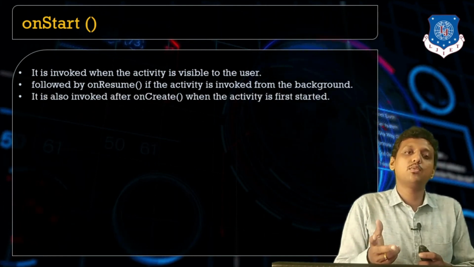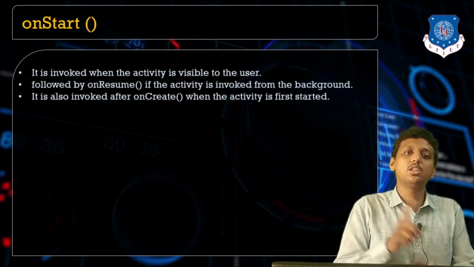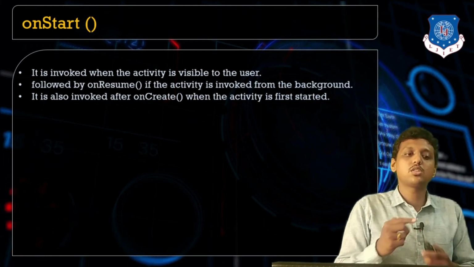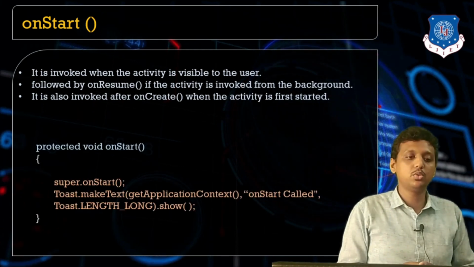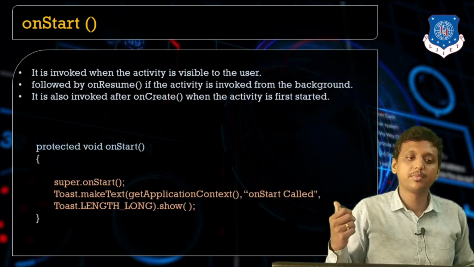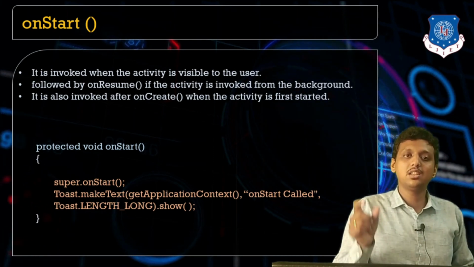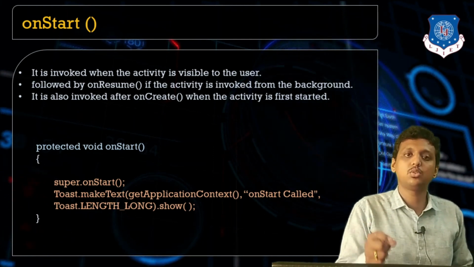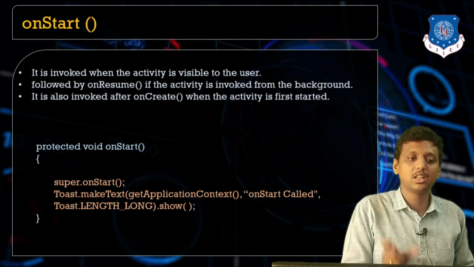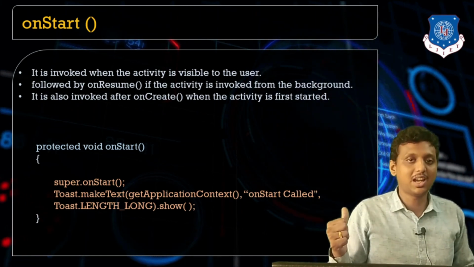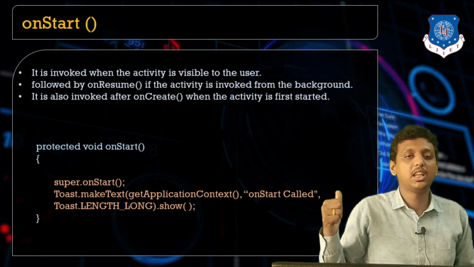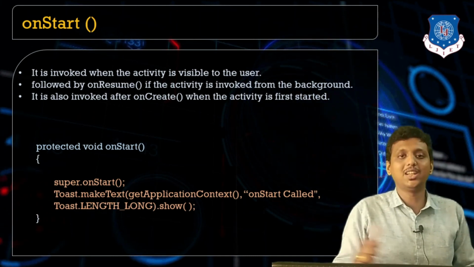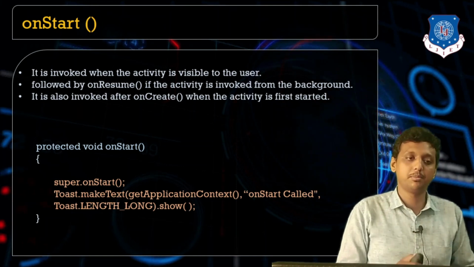If the activity is invoked from the background, then again the onResume method is called. It also invokes the onStart method after the onCreate, as I have already informed you. So this is the onStart method. You just need to write it like this. It does not contain any parameters, so just write super.onStart. And the toast messages are there. I just change the message to onStart called. Nothing else, the rest of the things are the same.